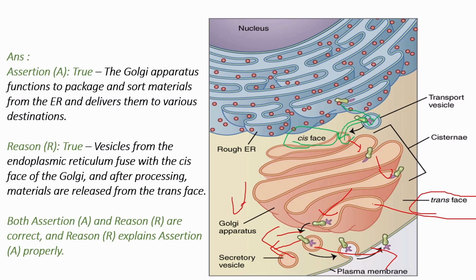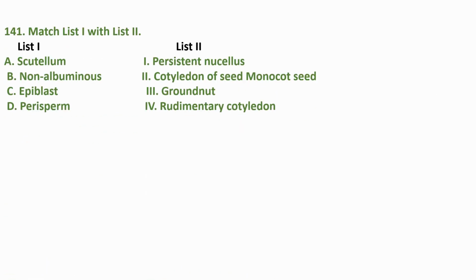So the assertion is true and the reason is true, and obviously it relates to both. In this reason also they are saying how it is transferring the material. So here the assertion and reason are true, and the reason is also the correct explanation of the assertion. Okay, that's it. We'll move on to the next question.